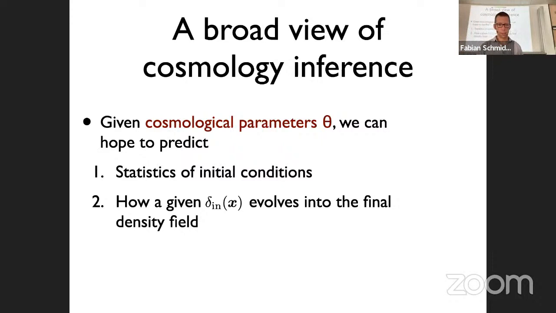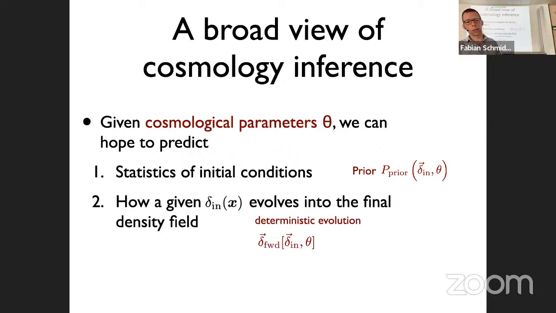This is the reason why Bayesian inference is so natural in cosmology. Point one gives me a prior on the initial conditions, on the initial matter density field that I call delta here, which is in general a function of cosmological parameters. And then I have a deterministic forward model, in the ideal world. If I could calculate everything, I would have a deterministic forward model for a given initial density field, which of course also depends on the cosmological parameters. So in the Bayesian framework, this is all you need.